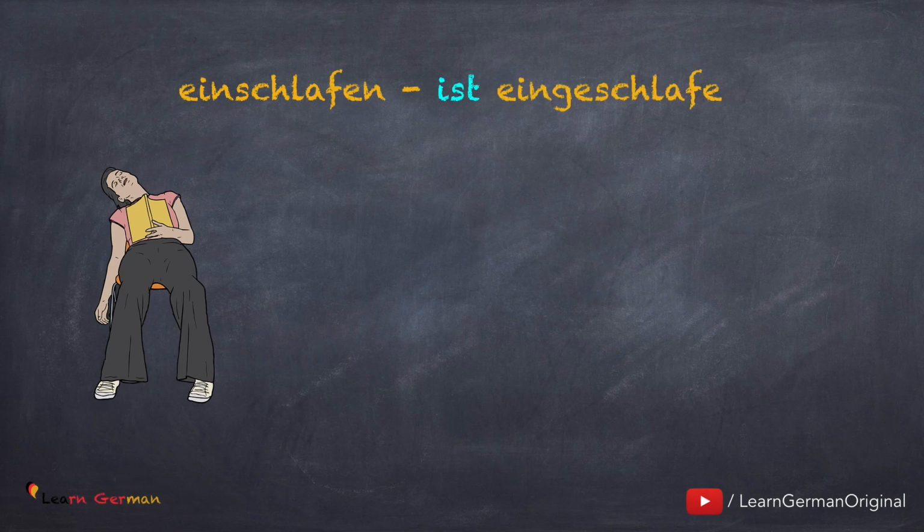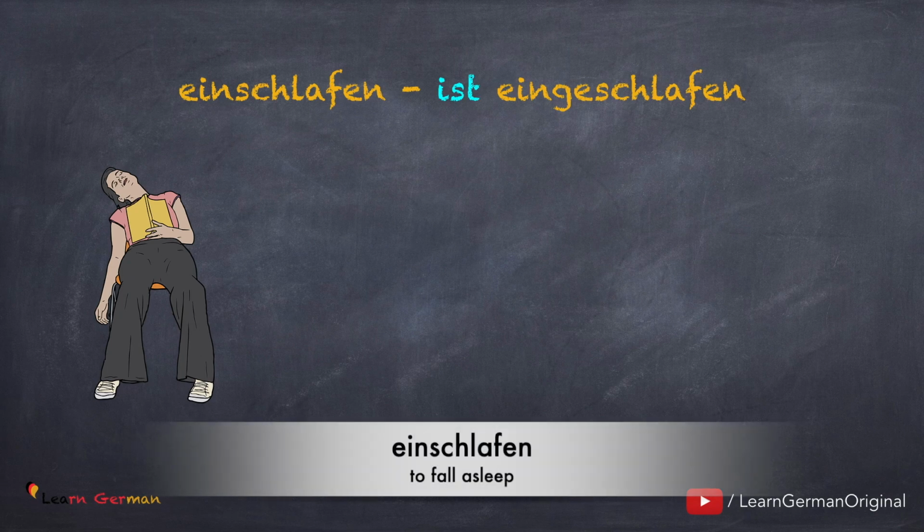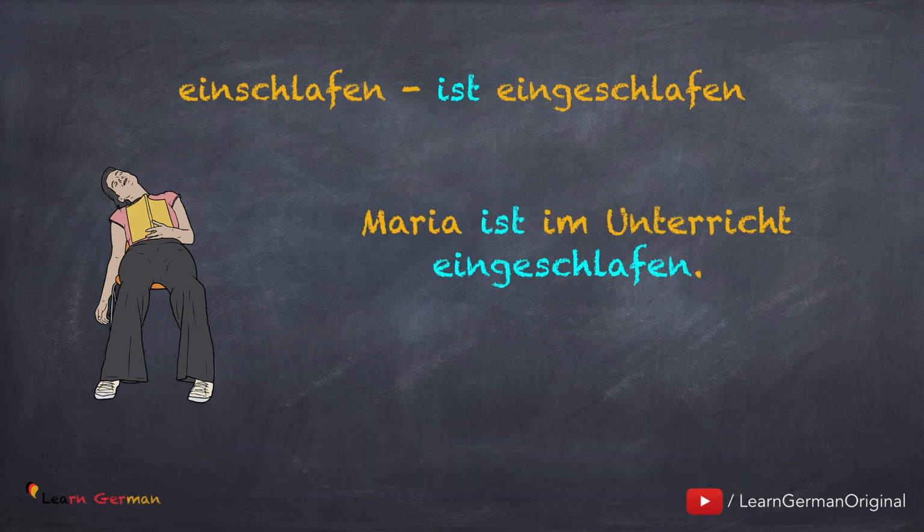Here's another verb. Einschlafen ist eingeschlafen. Maria ist im Unterricht eingeschlafen. She was awake and now she fell asleep. There is a change in state. Sometimes it's not easy to identify the change of state. Hence, it is advised to learn these verbs along with their perfect form as they are.